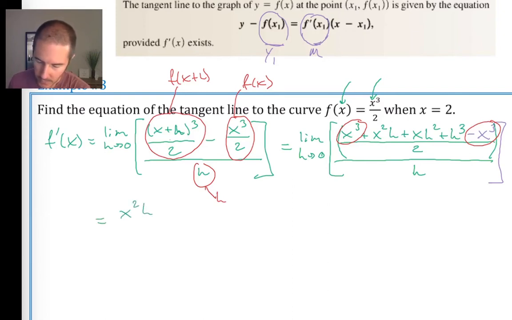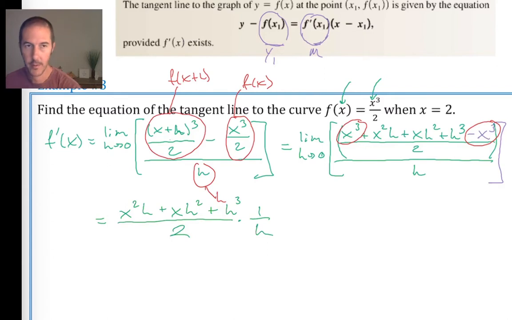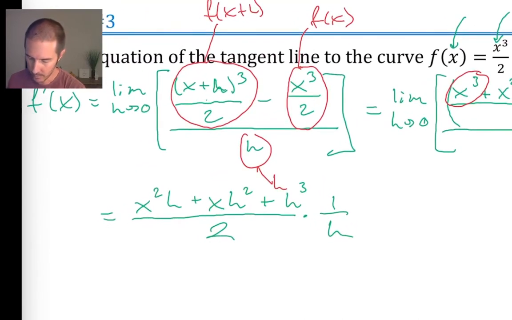X squared h is still there, plus the x times h squared is still there, plus the h to the third is still there. And then we're taking this and we're dividing it all by 2, and we're multiplying it by 1 over h instead of dividing it by h. And the result is that h is going to appear in the denominator with the 2, or if you're comfortable with it, you can cross-cancel, as I've heard some students refer to it.